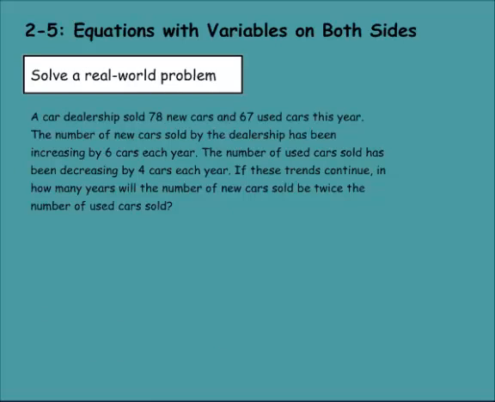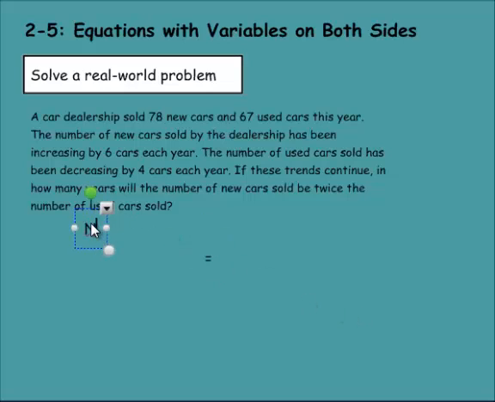Let's do a real world problem then here. A car dealership sold 78 new cars and 67 used cars this year. The number of new cars sold by the dealership has been increasing by 6 cars each year. The number of used cars sold has been decreasing by 4 cars each year. So if these trends continue, in how many years will the number of new cars sold be twice the number of used cars sold? So whenever you have this equation, I like to start with the equal sign.